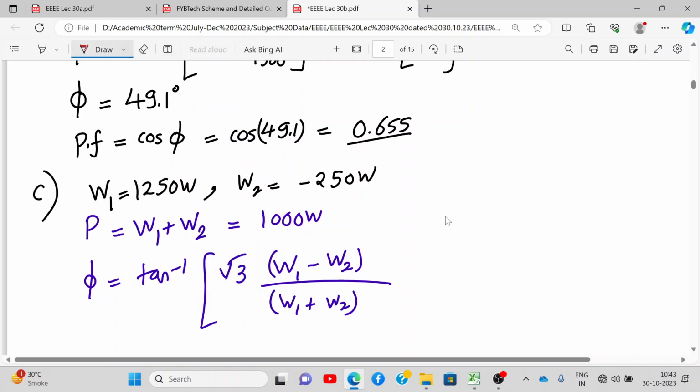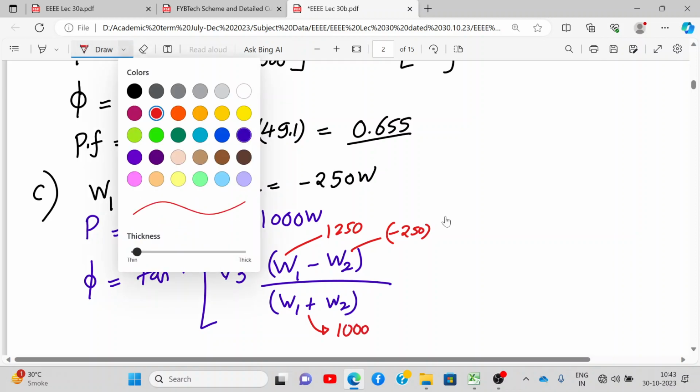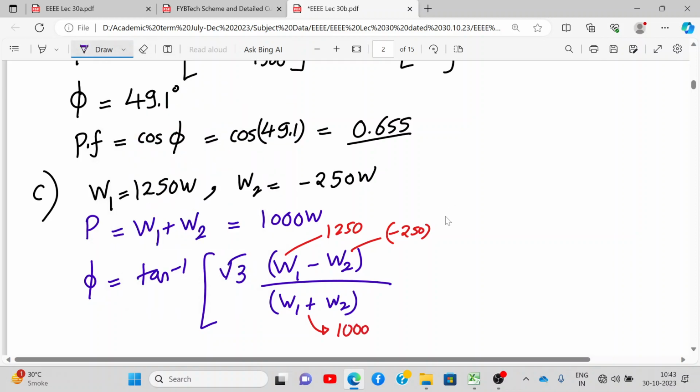So what will be this? This is 1250 and this is minus 250. W1 plus W2 is 1000. Remember, they will get added up. Okay? So you'll get tan inverse of root 3 times 1500 divided by 1000.